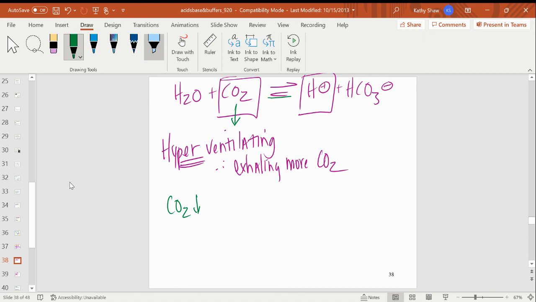So that's going to cause my equilibrium, or my reaction, to shift towards carbon dioxide to get back in equilibrium, making my hydrogen ion concentration decrease. Hydrogen ion concentration decreases, pH increases. So I get basic or alkaline. So what's that? That's going to be my alkalosis.